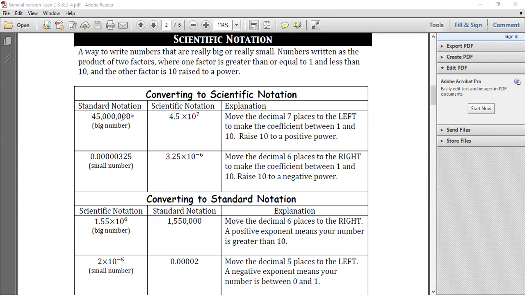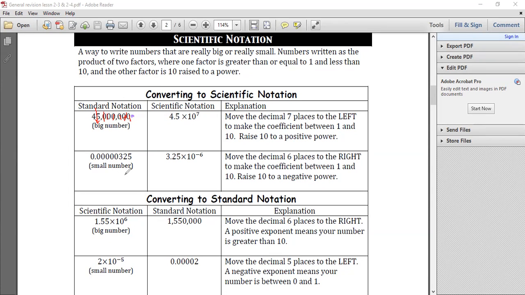Then we will start to move and we are going to count. 1, 2, 3, 4, 5, 6, and then 7. So we will stop at this point. So the answer will be 4.5 times 10 to the power of 7. Then you will find explanations here of how we are going to change the big number to write it in scientific notation.